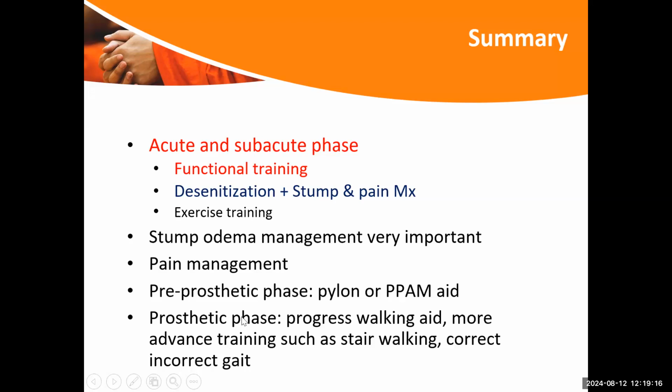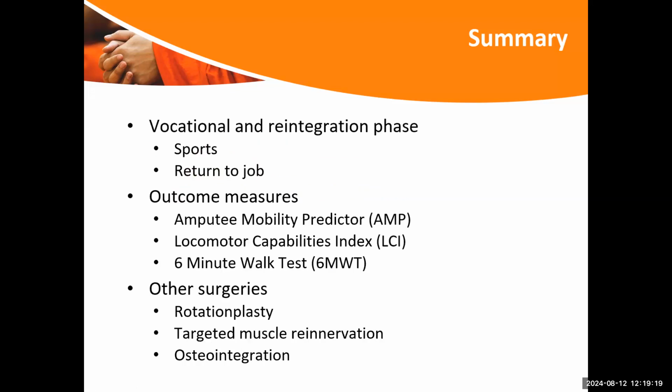Okay. Next. Vocational phase, the sports rehabilitation and return to job, outcome measures, AMP, LCI, 6-minute walk test, other surgeries, rotational party. You remember the limb rotated, targeted muscle reinnervation for pain relief, and also for some kind of more functional upper limb prosthesis, osseointegration. In Hong Kong, we have 2 patients receiving, quite big difference.